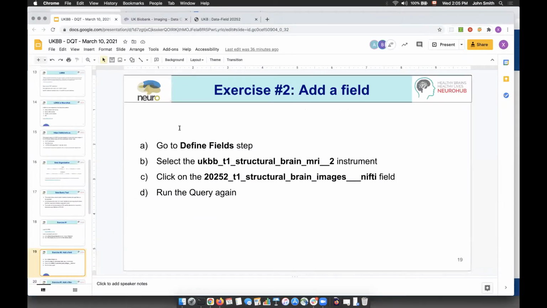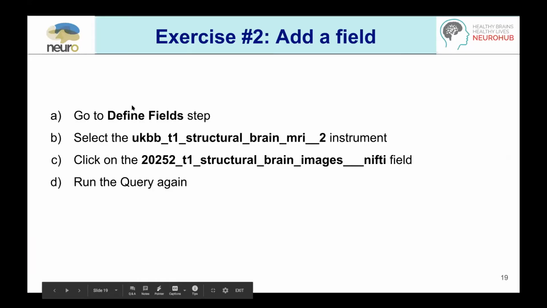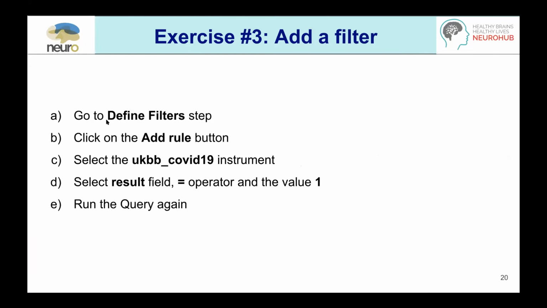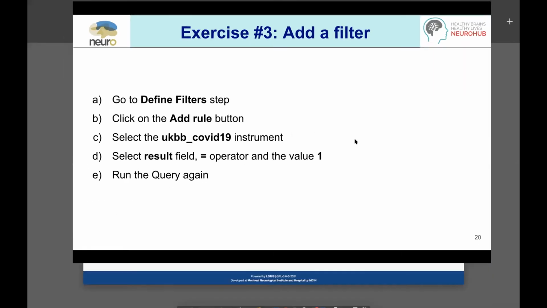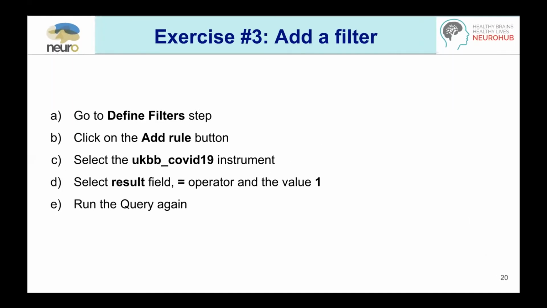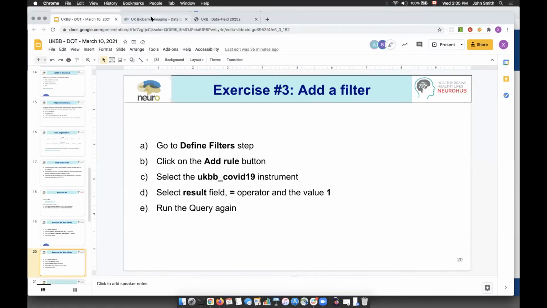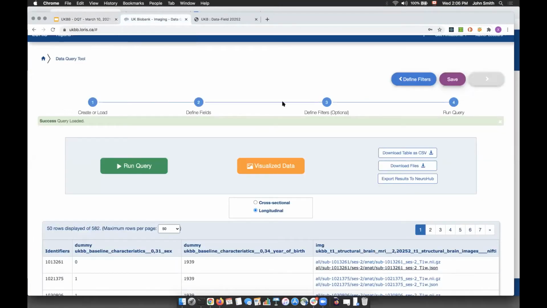So instead of waiting for green check marks, I'll go to exercise number 3. In this exercise, we are adding a filter. To do that, we are adding a rule. I'll add a filter for the COVID positive people that fits the previous query. So I go to define field.